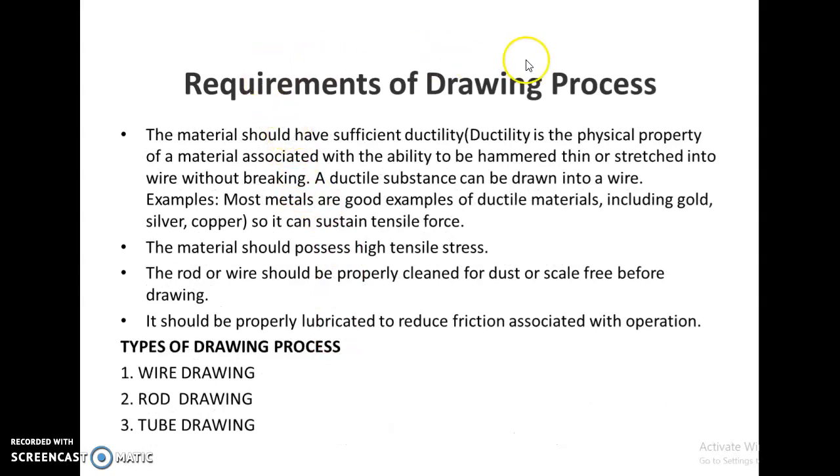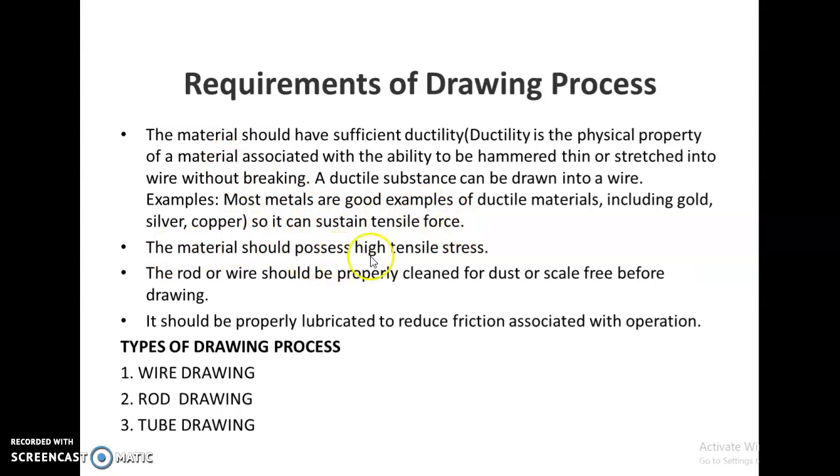So what are the requirements of the drawing process? The material should have sufficient ductility. Ductility is the physical property of a material associated with the ability to be hammered thin or stretched into wire without breaking. A ductile substance can be drawn into a wire. Most metals are good examples of ductile materials, including gold, silver, and copper. They can be stretched easily, so they can sustain tensile force.